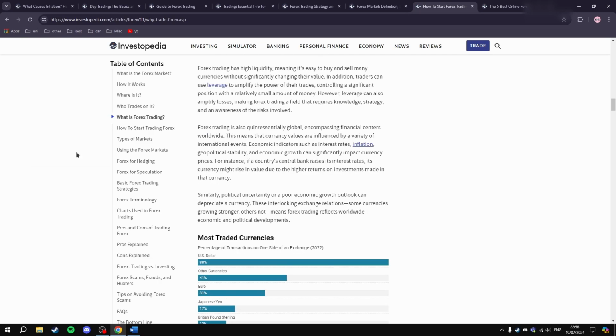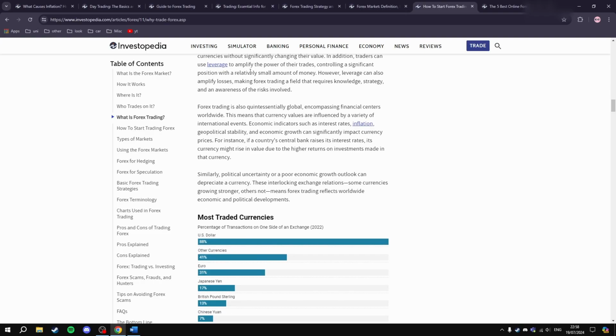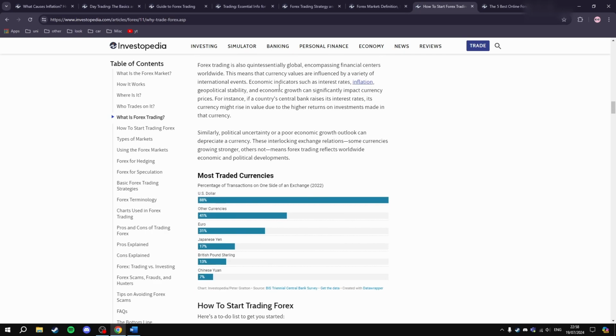Forex trading has high liquidity, meaning it's easy to buy and sell many currencies without significantly changing their value. In addition, traders can use leverage to amplify the power of their trades, controlling a significant position with relatively small amounts of money. However, leverage can also amplify losses, making Forex trading a field that requires knowledge, strategy, and awareness of the risks involved. Forex trading is also quintessentially global, encompassing financial centers worldwide.